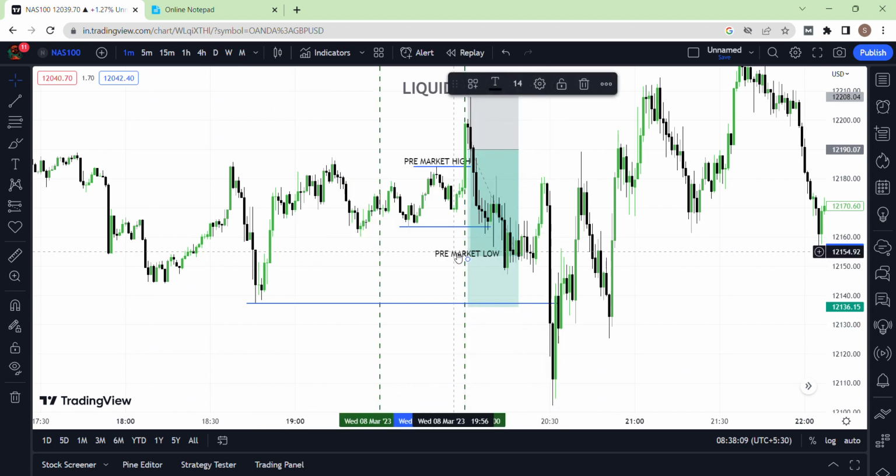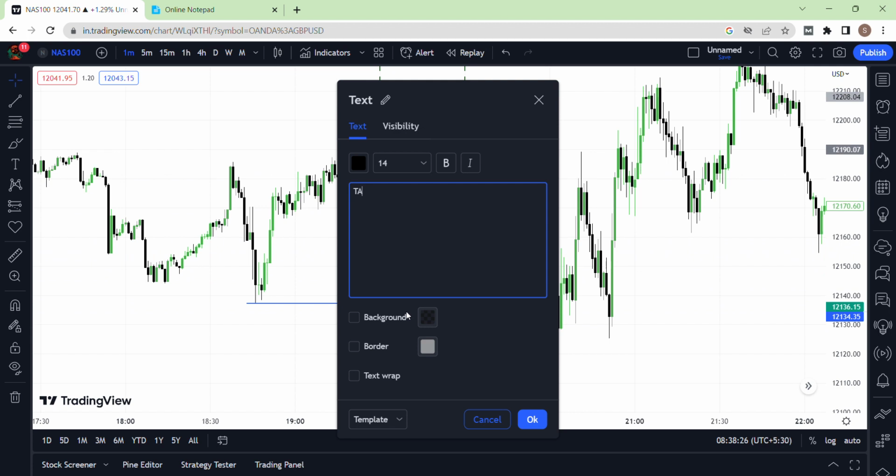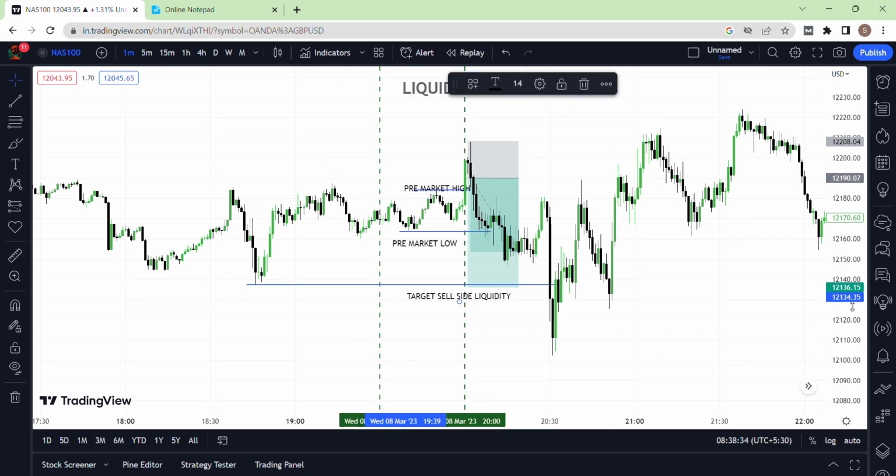This is the main driver of the liquidity theorem I use. The strategy is very high probable and happens over and over again in the NAS 100. It also happens in the S&P 500, but it's very low probable here. It works best in NAS 100. Try this. Right? Target sell side liquidity.